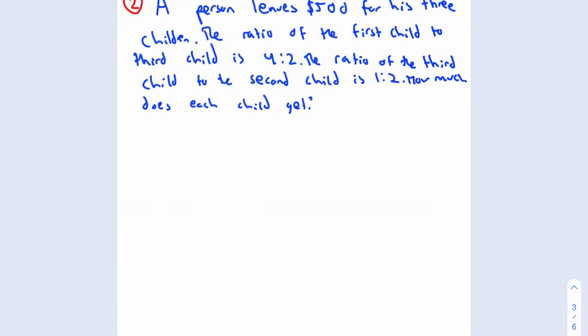A person leaves $500 for his 3 children. The ratio of the first child to the third child is 4 to 2. The ratio of the third child to the second child is 1 to 2. How much does each child get? So we learned that there's $500 left amongst the 3 children. The first to third is 4 to 2, and the third to second is 1 to 2. That means there's a total of 500, and the first to third is 4 to 2. The ratio of the third to second is 1 to 2.